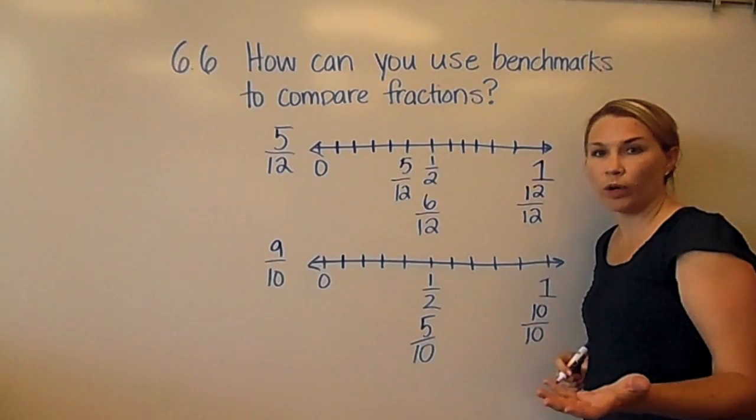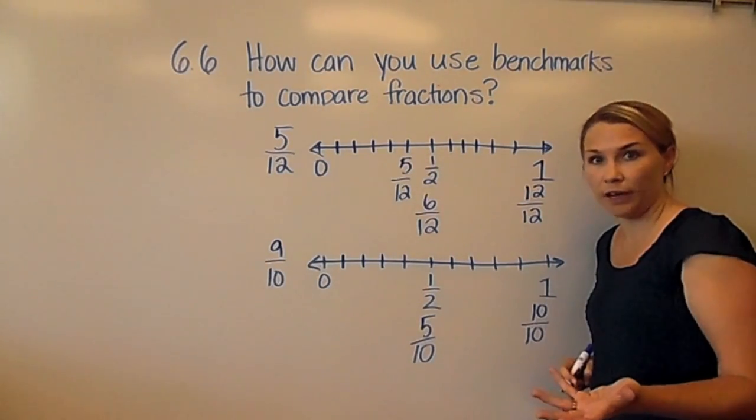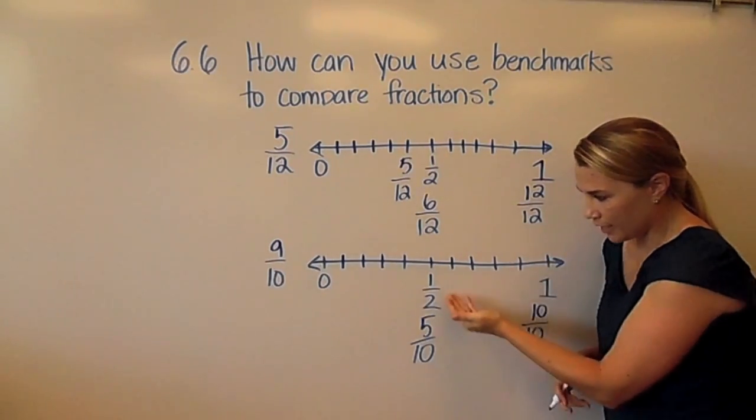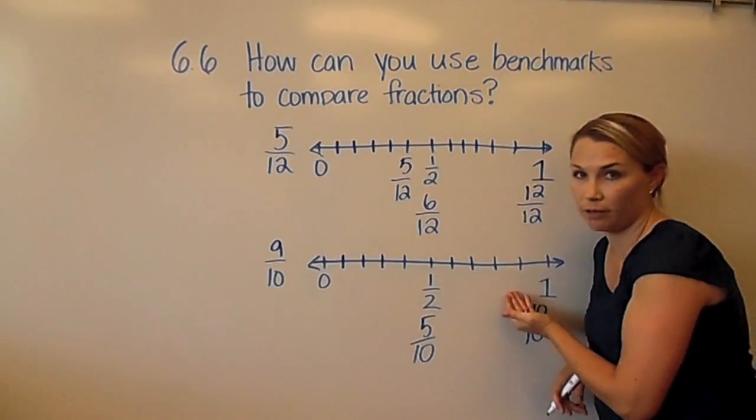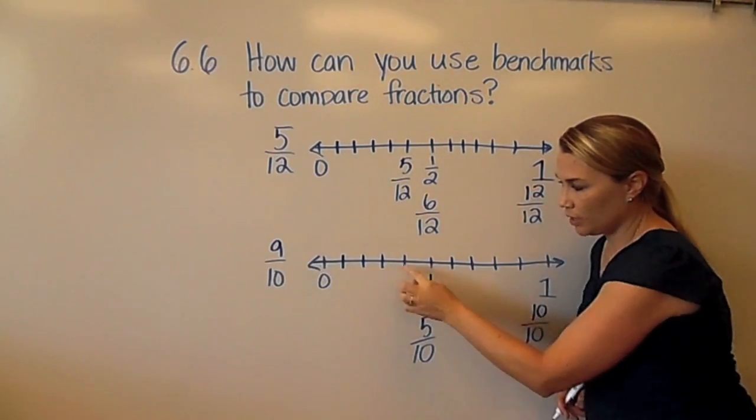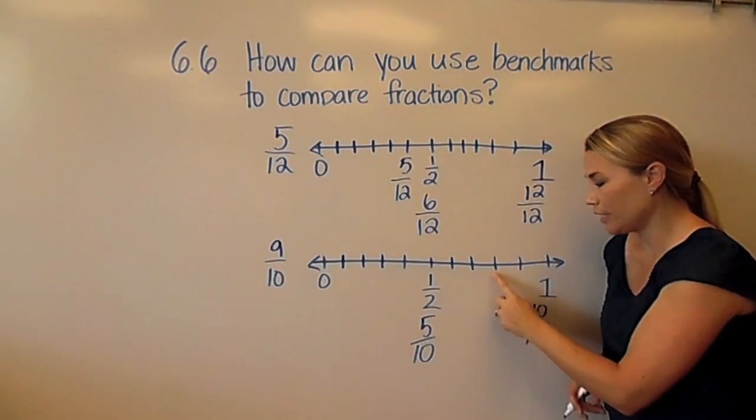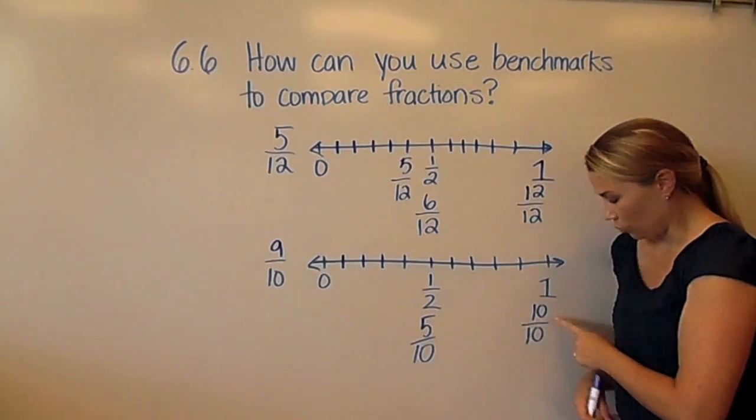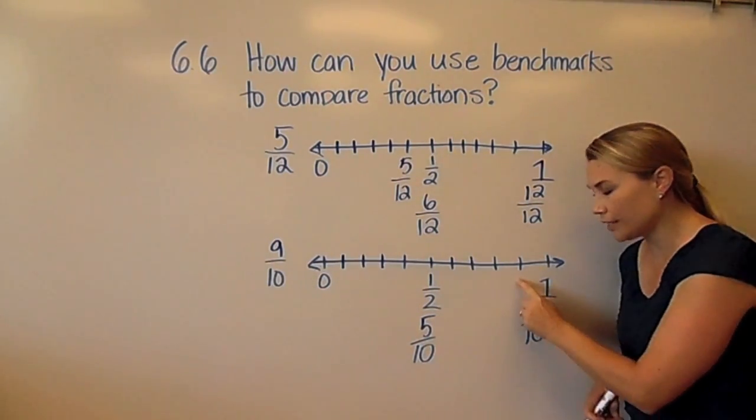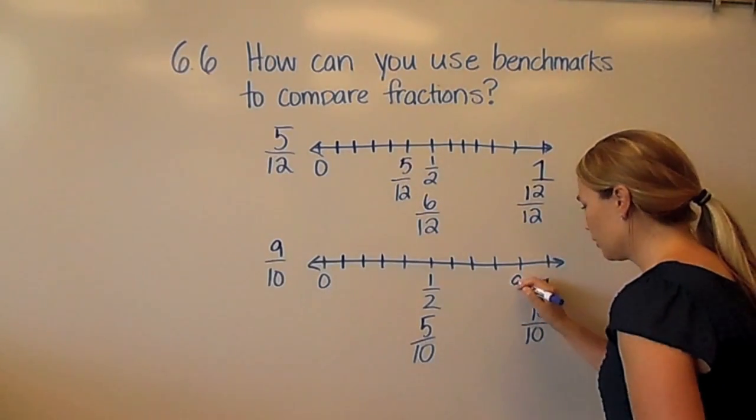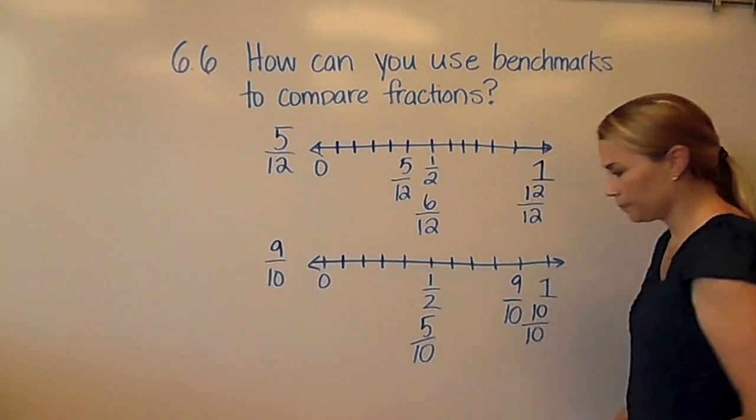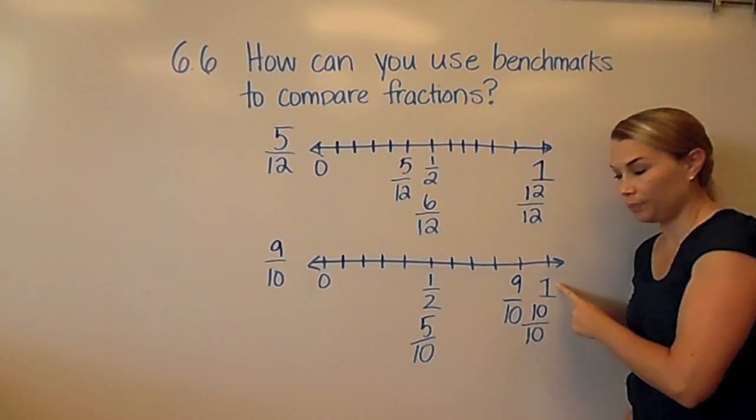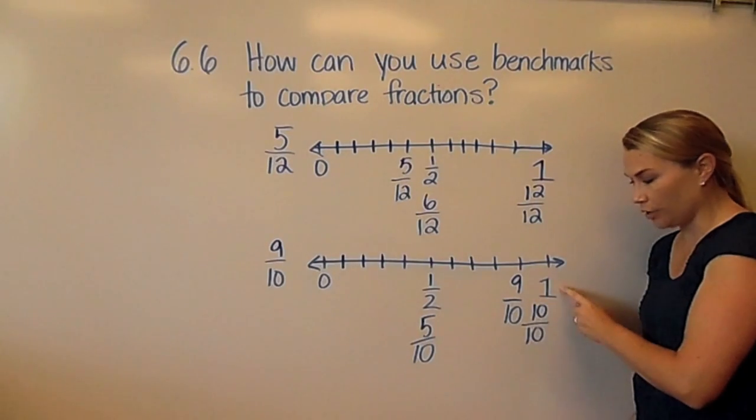Now, if I've been thinking where does 9/10 fall on the number line, well, 9 is bigger than 5. So I know 9/10 is going to be somewhere over here. I can count the lines. 1, 2, 3, 4, 5, 6, 7, 8, 9. Or, as some of you might have been thinking, well, there's 10/10, so 9/10 must be right here. If we're looking at benchmark fractions, 1/2 or 1 whole, we can see that 9/10 is closer to 1 whole.